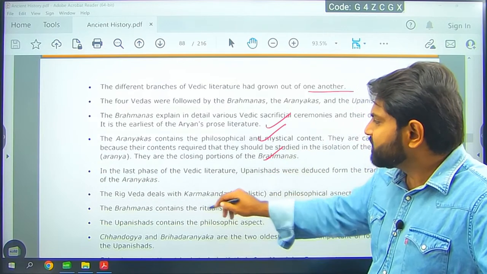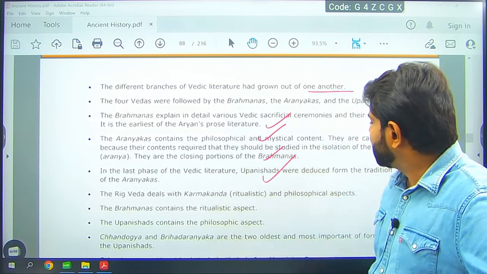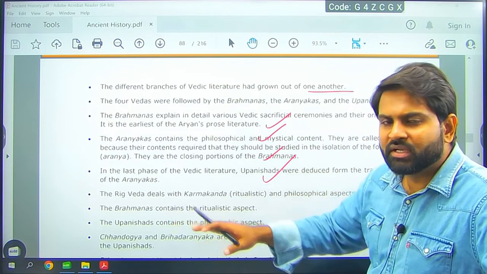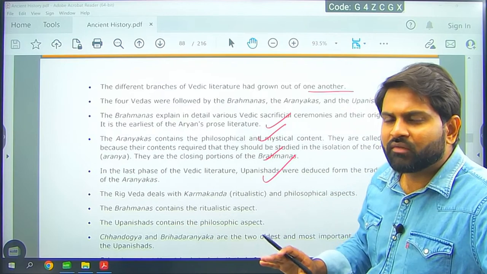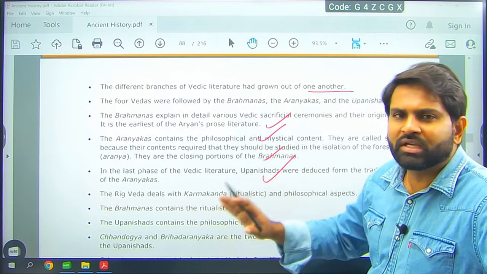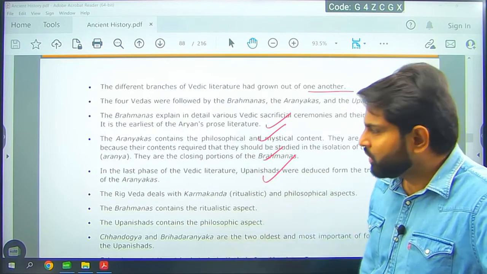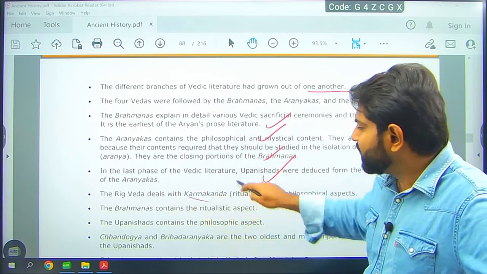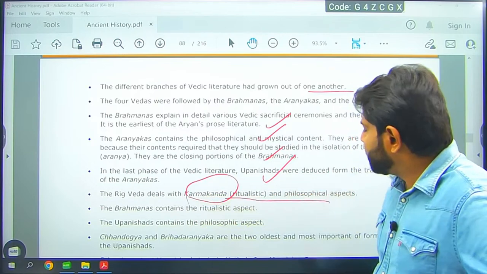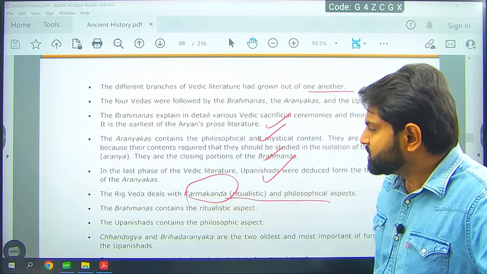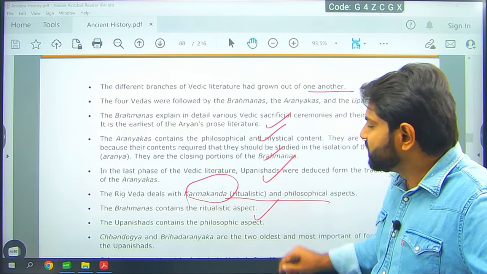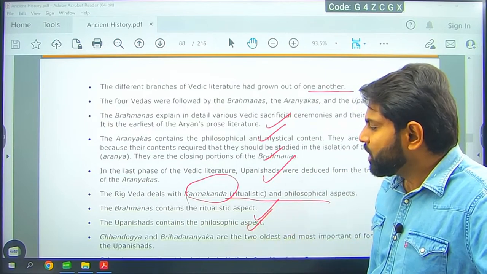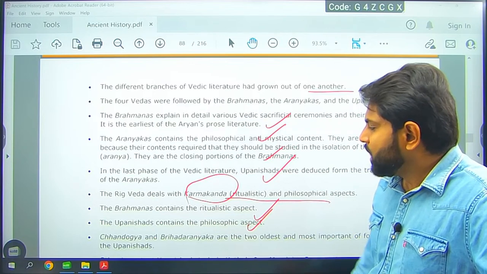The last phase of the Vedic literature, Upanishads, were derived from the tradition of Aranyakas. Upanishad means come sit near me. The teacher will teach those who sit near him through the oral route, through dictation. Rigveda deals with karma kanda, ritualistic and philosophical aspects. The Brahmanas contain the ritualistic aspect. Upanishads contain philosophical content.